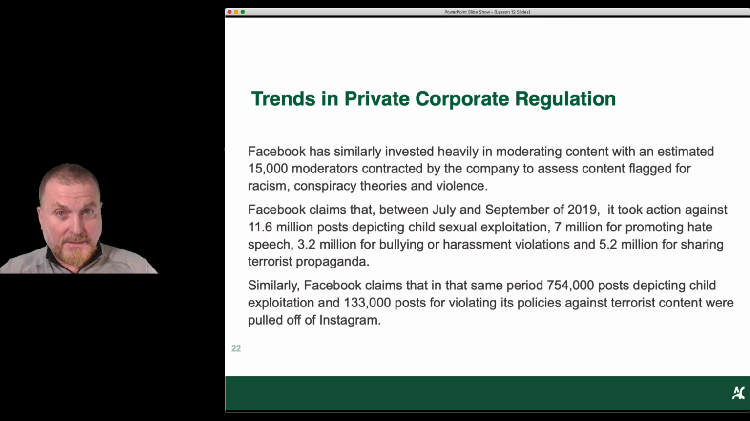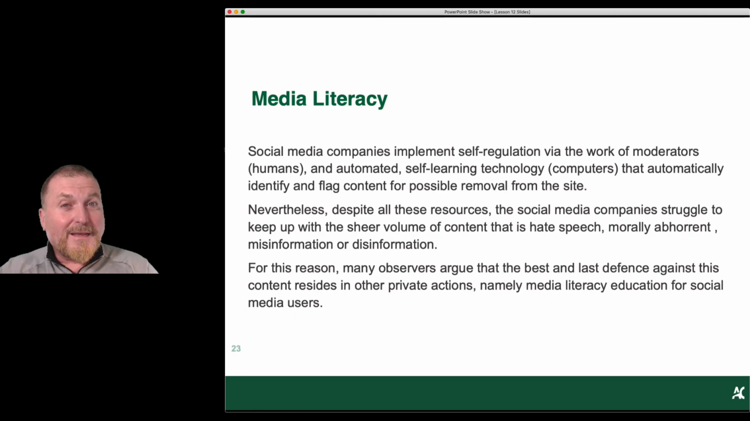And they're still under criticism because too much of this violent and nasty content escapes and stays on social media. Okay? Facebook claims that in the same period, 754,000 posts depicting child exploitation and 133,000 posts for violating its policies against terrorist content were pulled off of Instagram. Okay, so we are talking abuses of a massive scale, not minor issues.